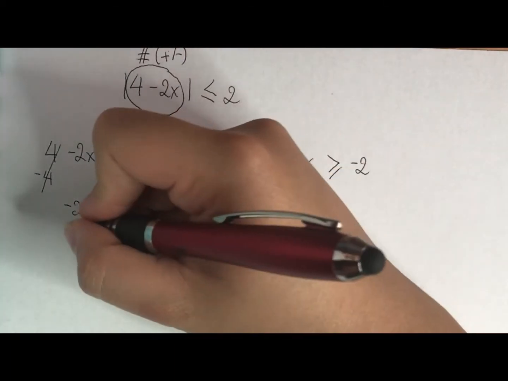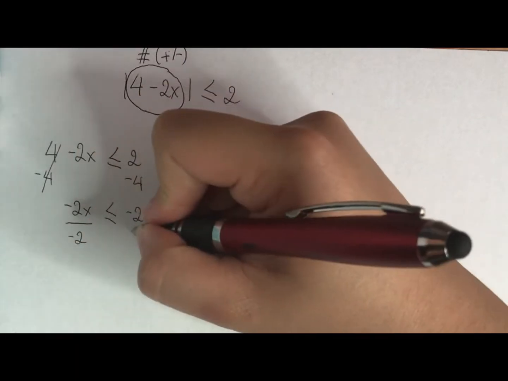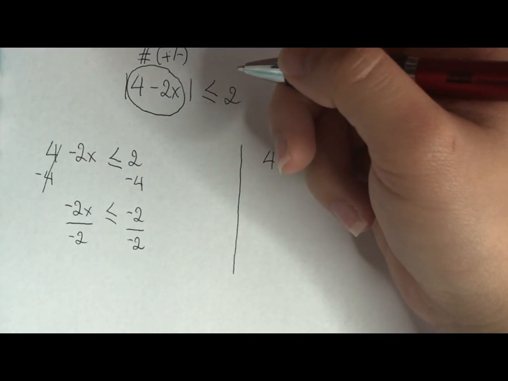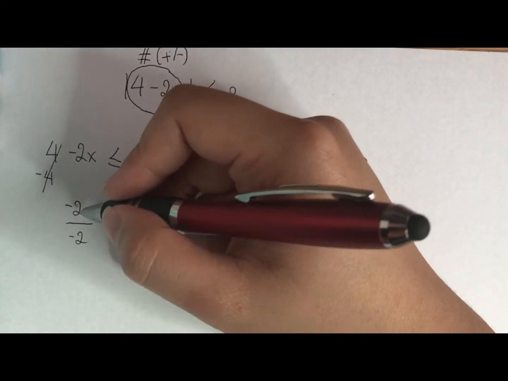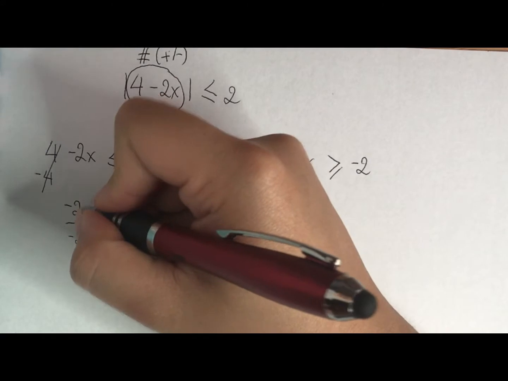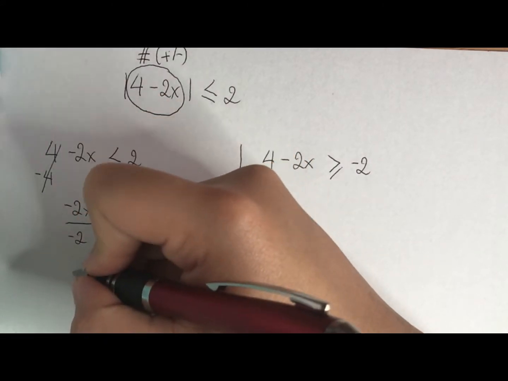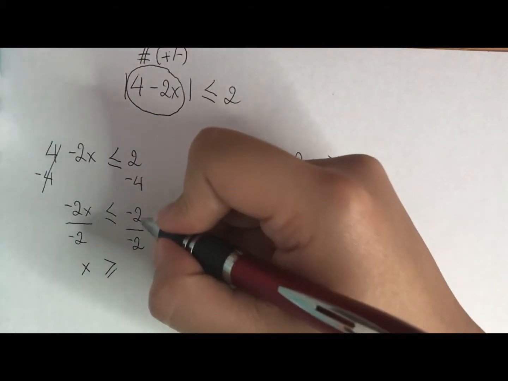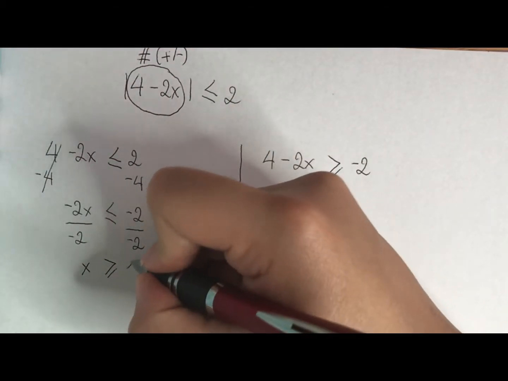And then after that, you're going to divide everything by negative 2. Remember with inequalities, whenever you divide by a negative number, you have to flip the sign. So negative 2 divided by negative 2 is just 1x, and then the sign will be flipped. Negative 2 over negative 2 is just 1.